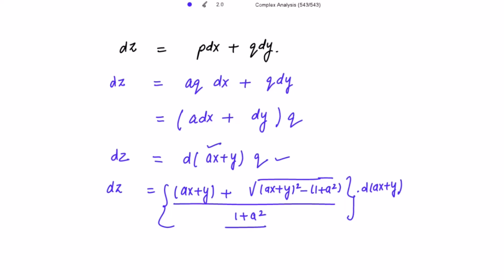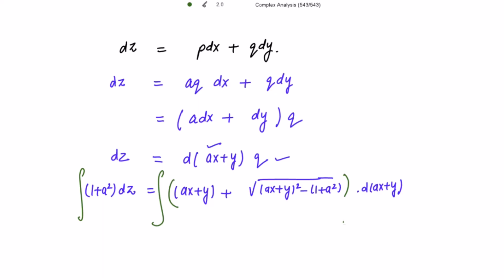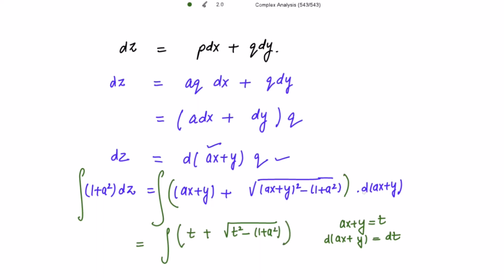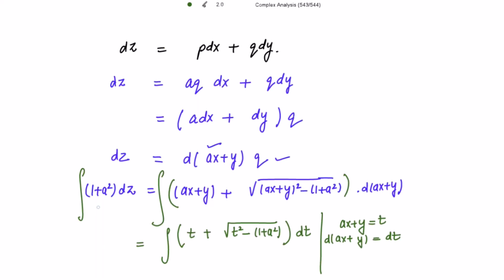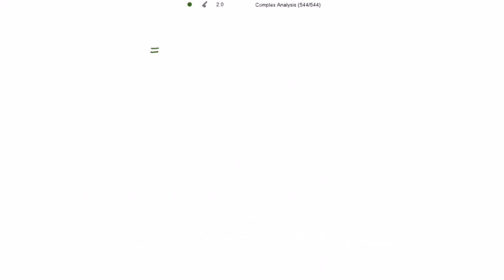Adjusting this 1 plus a square to the other side and now integrating both the sides. If I put ax plus y equal to t, I get the derivative of ax plus y to be equal to the derivative of t, right? So for this integration, I have substituted ax plus y to be t, plus the square root of t square minus (1 plus a square), and for d(ax plus y) I'm writing dt. Integrating the left hand side, we get this is constant, this will be (1 plus a square) z.